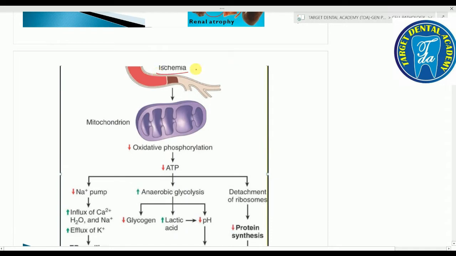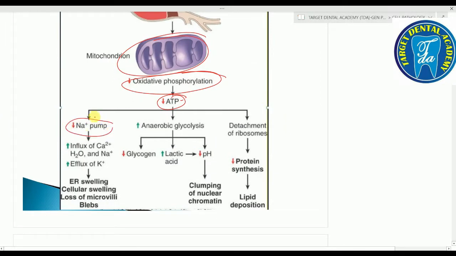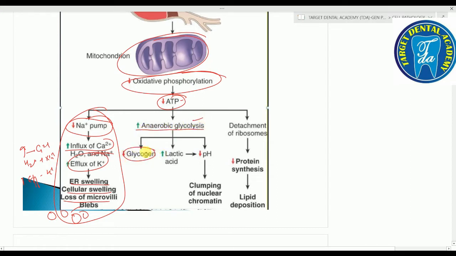Now after this, see, this is ischemia, and this is the mitochondria, in which there is decreased oxidative phosphorylation, which results in decrease in the ATP. Now from this, it leads to three conditions. Number one, there is decreased sodium pump, which leads to increased influx of calcium, H2O and sodium, and increased efflux of potassium, which leads to ER swelling, or cellular swelling, or the loss of the microvilli or the blebs. These are the blebs. Fine. Second, there is increased anaerobic glycolysis, which leads to decreased glycogen, increased lactic acid, and decreased pH. And when there is a decrease in the pH, it leads to the clumping of the nuclear chromatin.